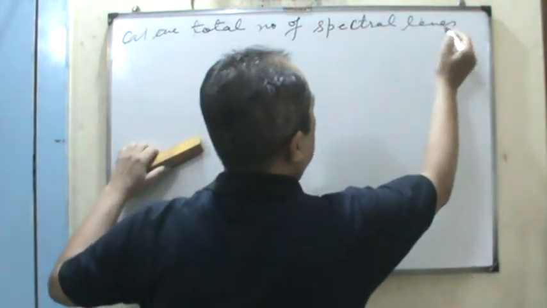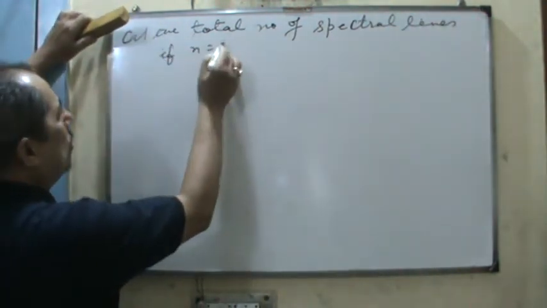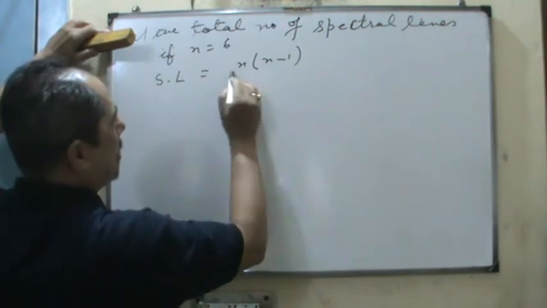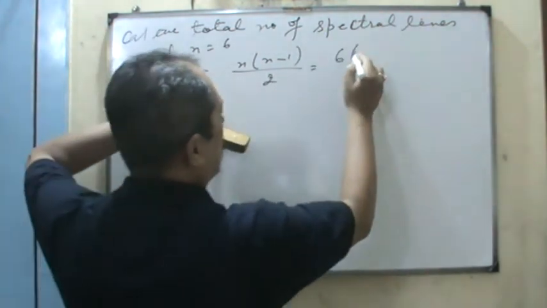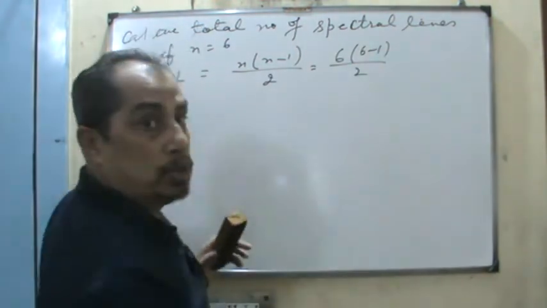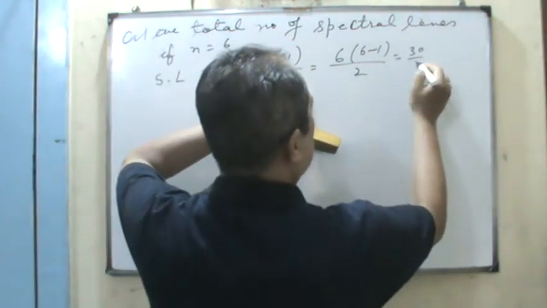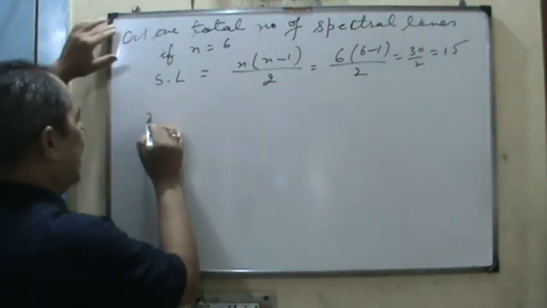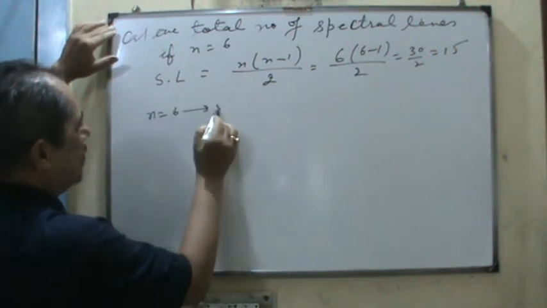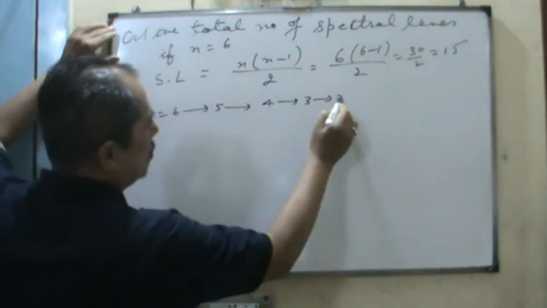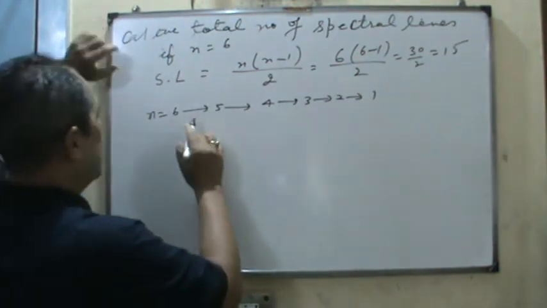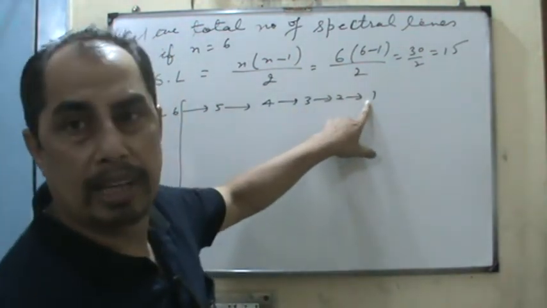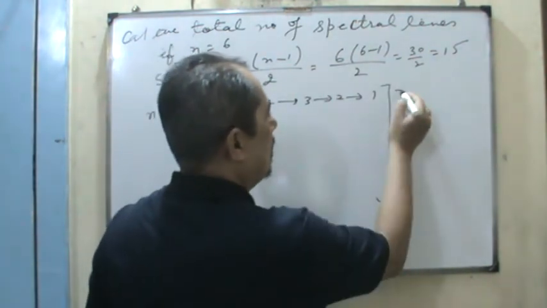Spectral lines: if N is equal to 6, then you put it in the formula, spectral lines = N(N minus 1)/2. That is 6 into (6 minus 1) divided by 2, that means 30 by 2. How many lines are obtained? 15 lines are obtained. How can you prove it? N is equal to 6, then 5, 4, 3, 2, and 1. So 5, 4, 3, 2, 1 gives 5 plus 4 plus 3 plus 2 plus 1. How many lines? 15 lines are formed.